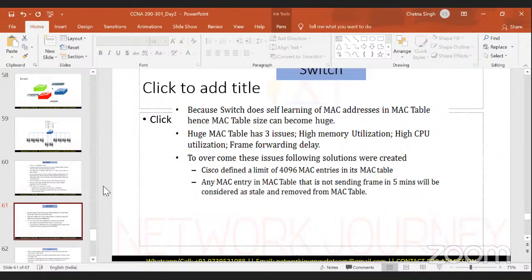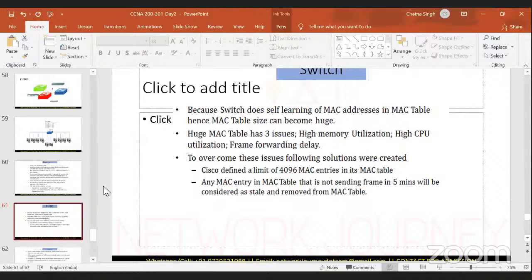So we see three issues here: high memory utilization if you have a huge table, high CPU utilization because that needs to be processed and checked to see which interface that particular address is sitting on, and a delay in taking the forwarding decision. To overcome these issues, Cisco defined a limit of 4096 MAC entries in a MAC table. You have this many entries only in the MAC table.